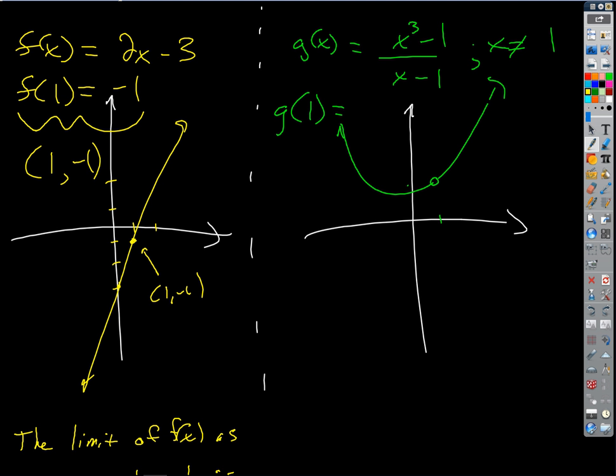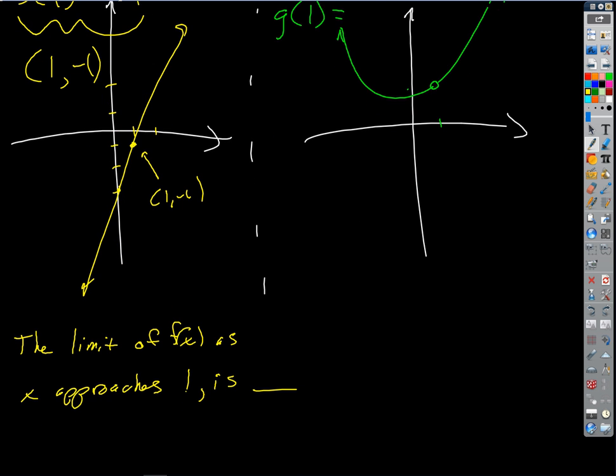So as the ant walks along this line and approaches an x value of 1, well, here's the ant walking along the function from either direction, right? What value is the ant approaching? What y value? -1. Prove it.